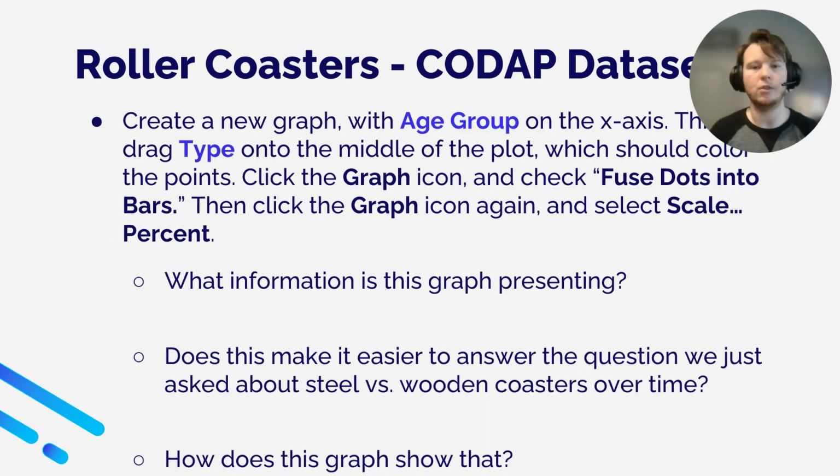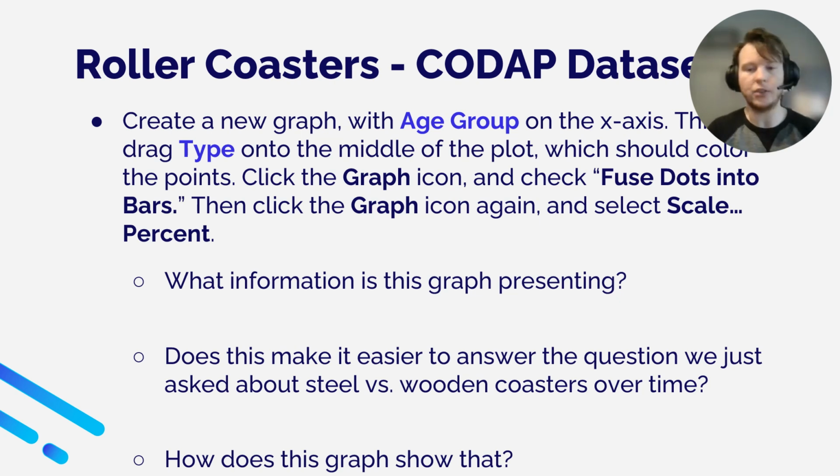Moving on, we're going to put age group on the x-axis and type on the middle of the plot. This should color all the points, and what we're going to do now is click the graph icon, fuse dots into bars, just like we've done before with a histogram, but now we're going to go back to the graph icon and scale by percentage. So what this is going to do is set every bar total with type differentiating pieces of that bar. It's going to set them all to 100% in terms of height. So they should all be the same height at the end of this. And what students will be able to glean from this graph is what percentage in each age group are made of a certain material.